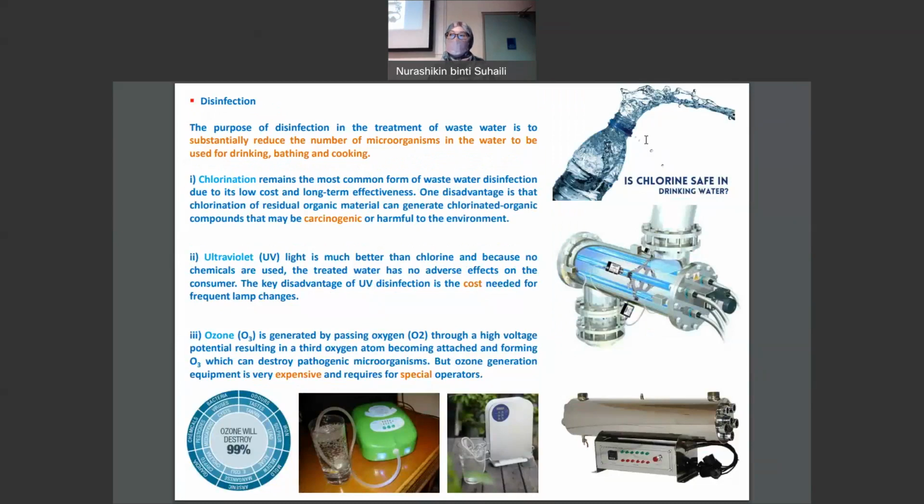Okay, and the most common method applied during the tertiary treatment before the wastewater is released is disinfection. It means that they add certain chemicals, normally chlorine, right, to treat the wastewater so that it will kill whatever organisms still exist after the secondary treatment.